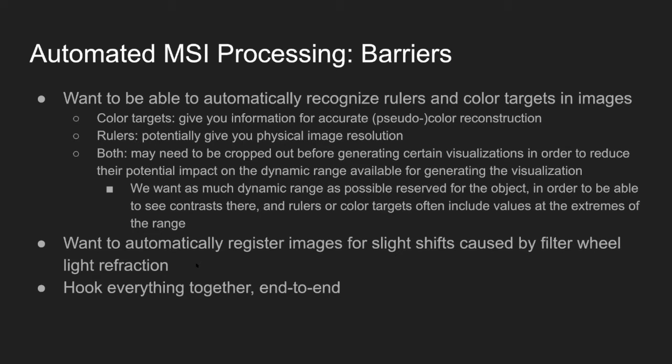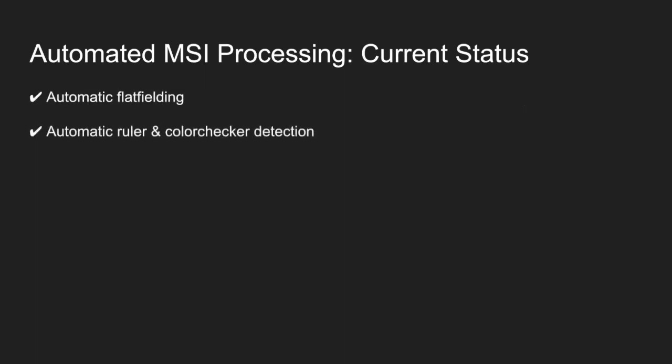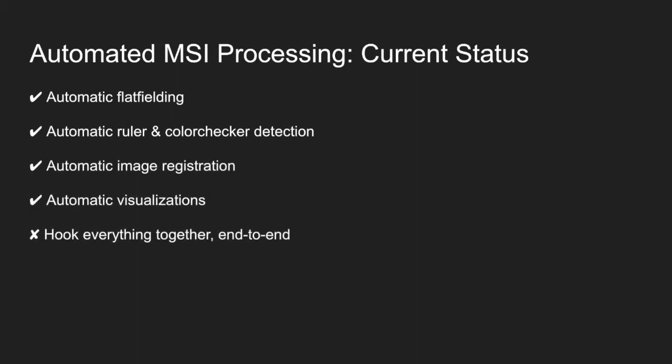So we want to also automatically register the images for slight shifts caused by filter wheel light refraction or any other kind of registration difference that might happen between shots. And we also want to hook everything together end to end so that all this can be done automatically. So the current status of automated processing here at Duke, at least, is that we do have automatic flat fielding, we do have automatic ruler and color check detection, we have automatic image registration, we have automatic visualizations, but we just haven't hooked everything together end to end.